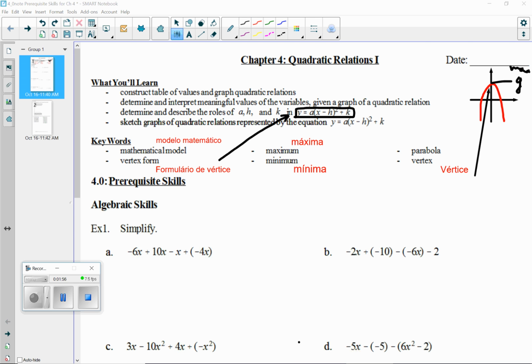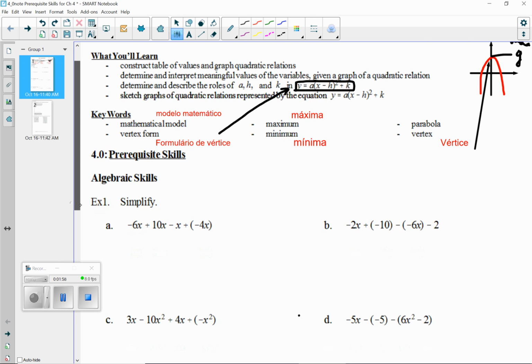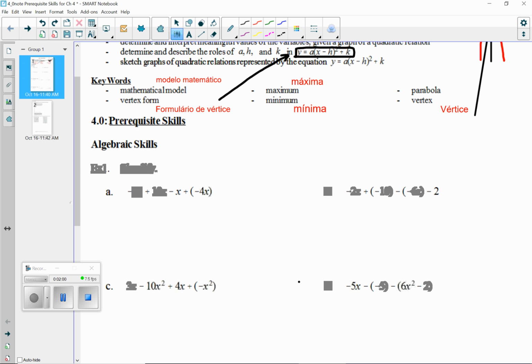So now what we're going to do is simplify. Another word for simplify is expand. And simplify. So you'll see that in every assignment that we do. So let's do that now.